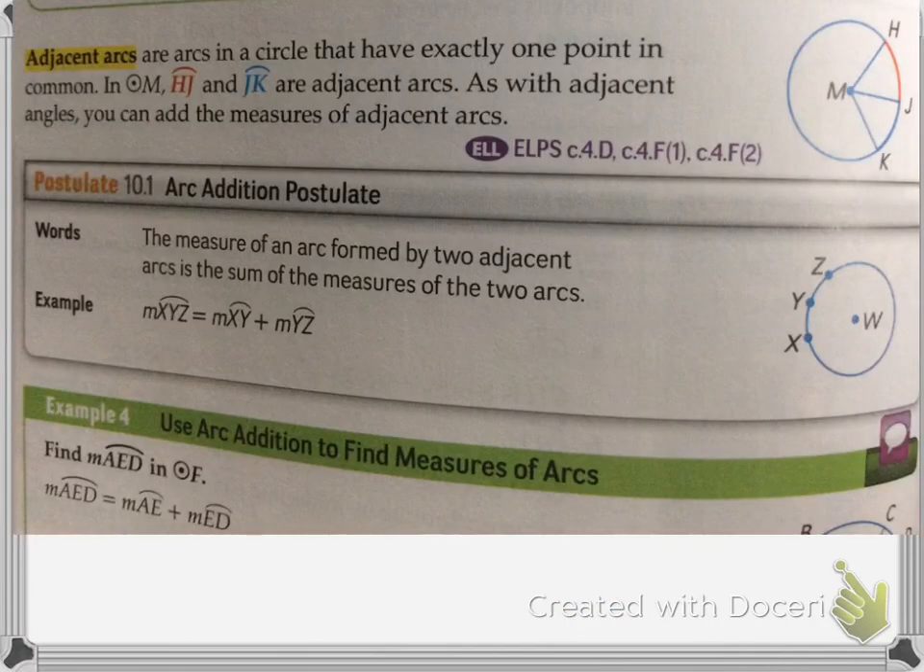Let's add in one little thing here. Adjacent arcs are arcs in a circle that have exactly one point in common. The measure of an arc formed by two adjacent arcs is the sum of the measures of the two arcs. So there you go. Like if I wanted to say arc XYZ, it is the sum of XY plus YZ. Simple, easy peasy, there you go.